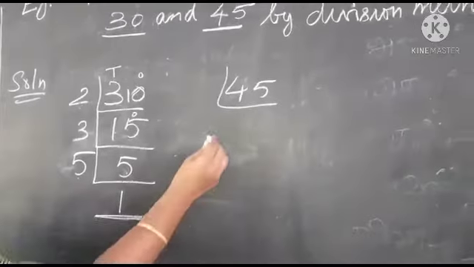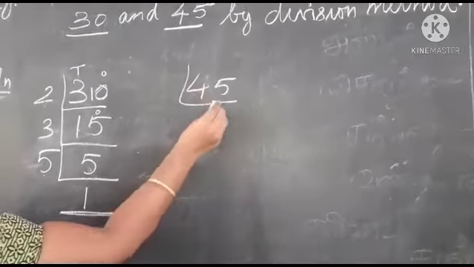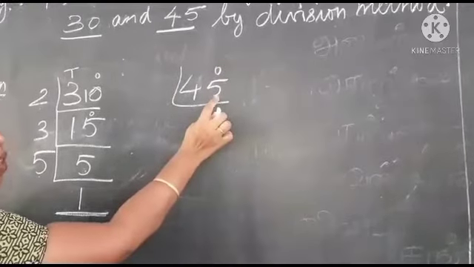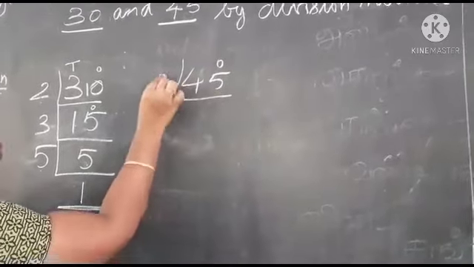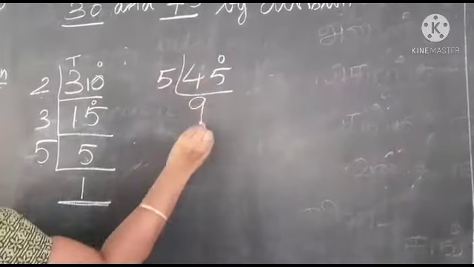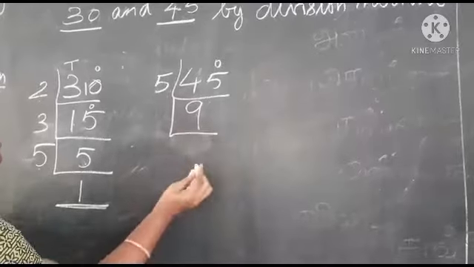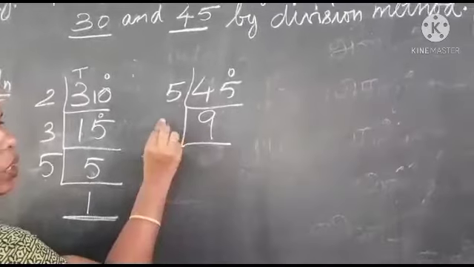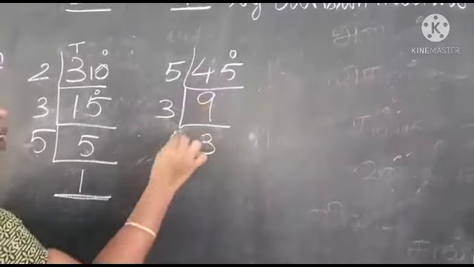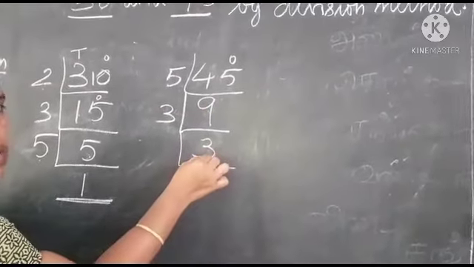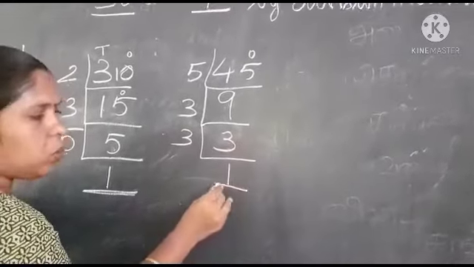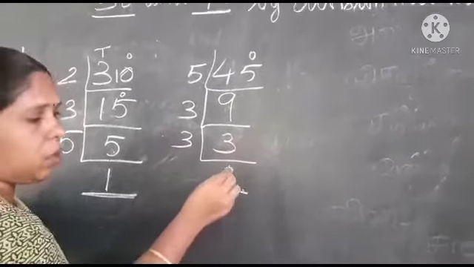Next you do the 45. For 45, here also you check the ones place number. The ones place is 5, so we take the factor as 5. How many 5's are in 45? 9 times. 9 5's are 45. Again do the process. This is an odd number, so we take the factor as 3. How many 3's are in 9? 3 3's are 9. Next, it is an odd number. 3 will be divisible by 3 only, so take the factor as 3. How many 3's are in 3? 1 time. So the process ends at 1.